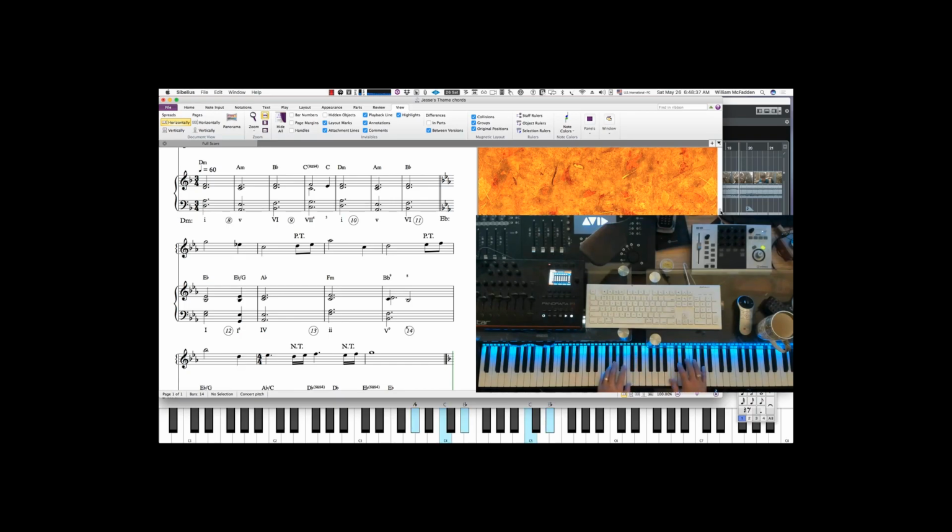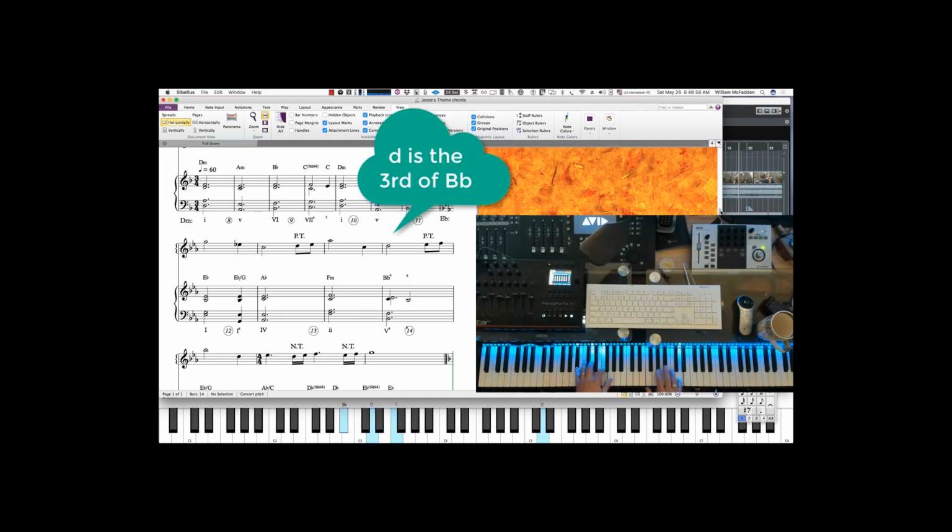Then we go to F minor, which happens to be the third of F minor. And then the C is the fifth of F minor. Here's your F minor chord. So we're using chord tones there. And then we go back to B flat. So the D is the third of E flat. And so D is a third, F is a fifth, so we have a passing tone, E flat.